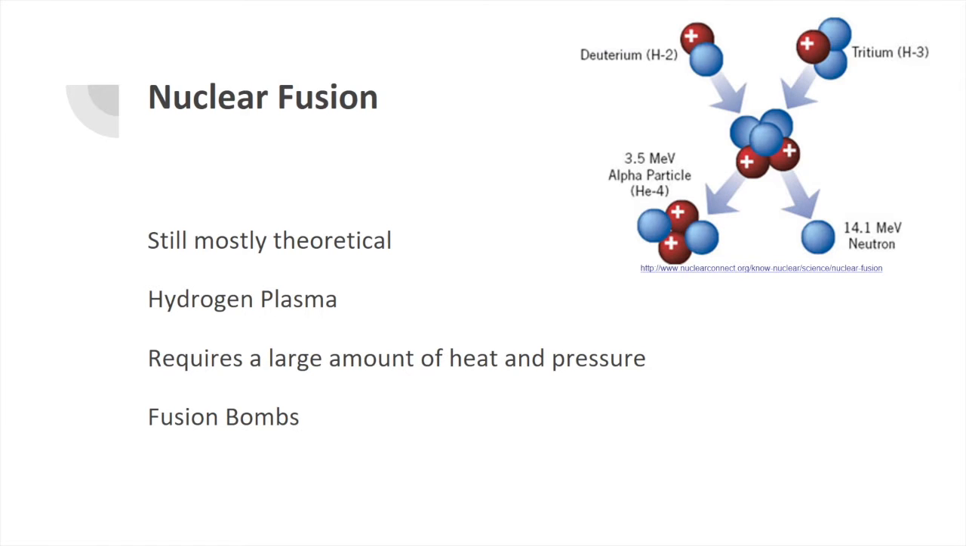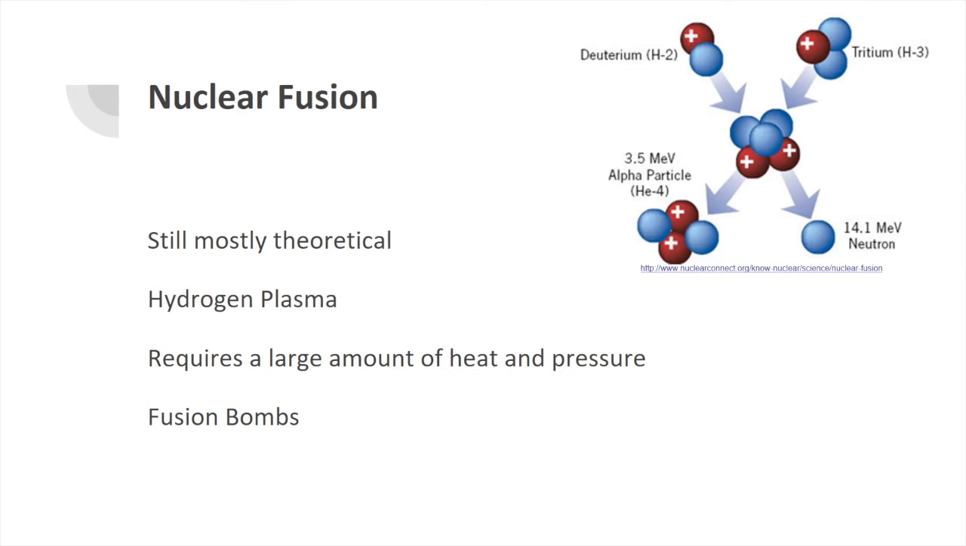Nuclear fusion is the process in which two hydrogen isotopes, known as deuterium and tritium, are heated to tens of millions of degrees Celsius to form a hydrogen plasma at which the ions can fuse together. This fusion creates one loose neutron and a helium atom, and energy is produced in the form of gamma rays.